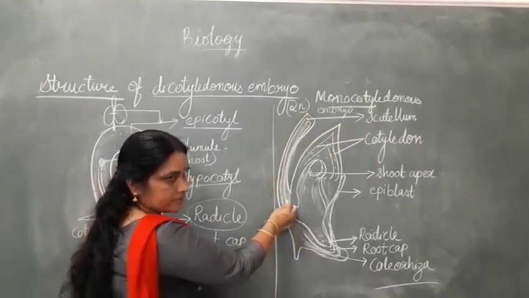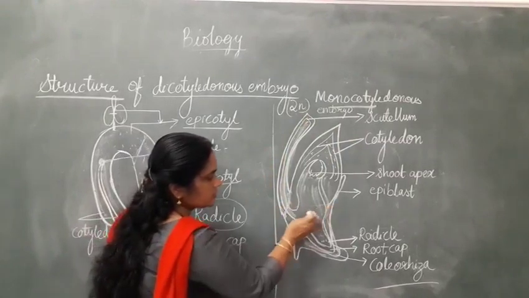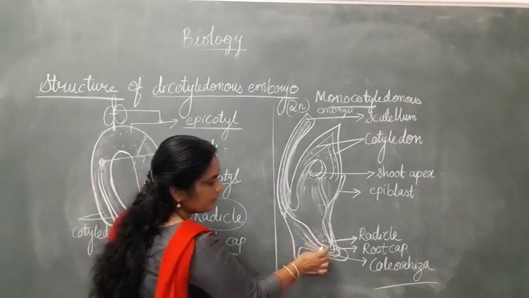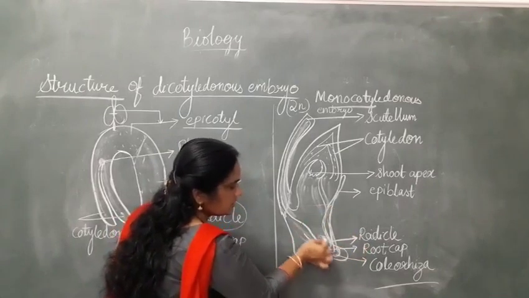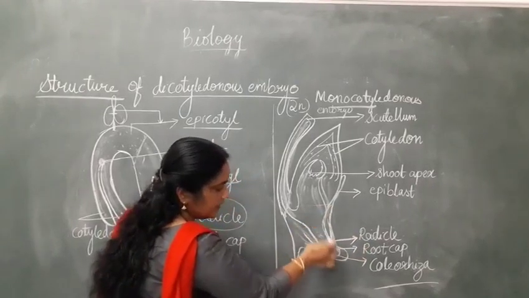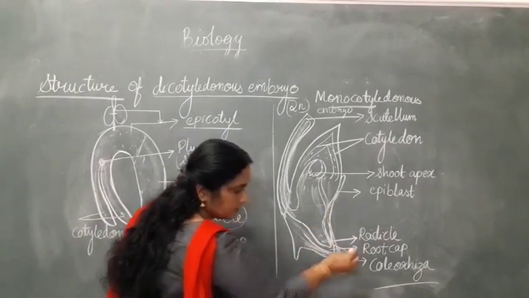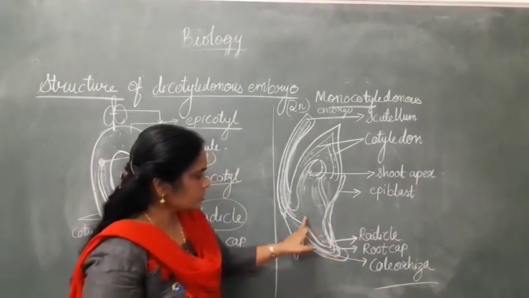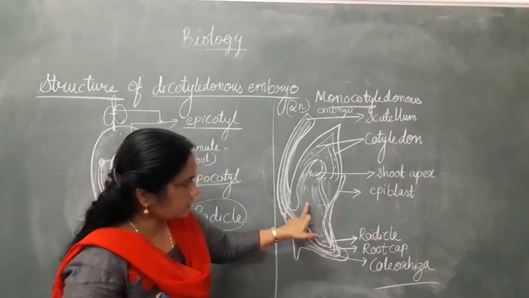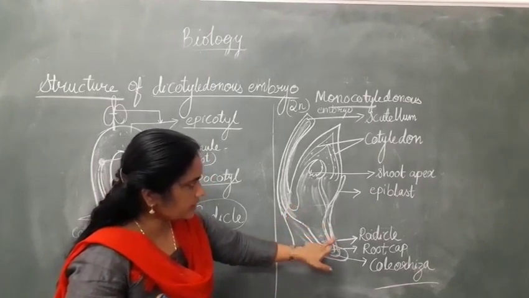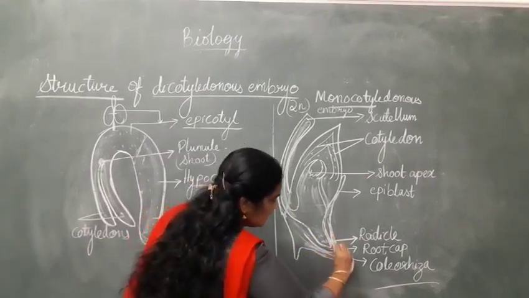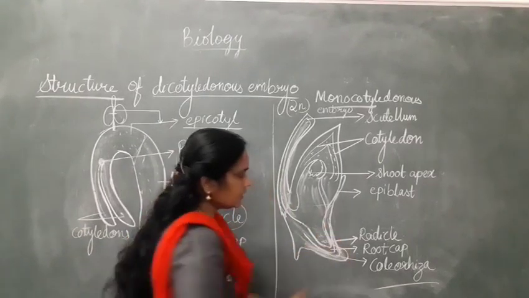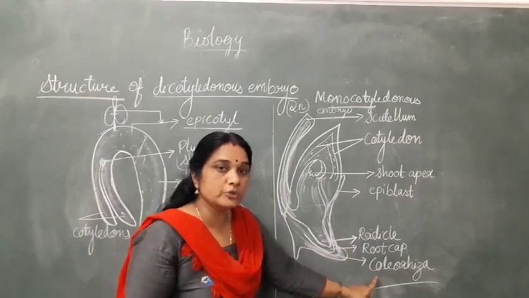This is the embryonal axis. Now as I told you, below the embryonal axis, this part is the radicle. Radicle extends into the root cap. Root cap protects the radicle. So below the embryonal axis you have radicle and root cap, and the root cap is covered by a sheath-like covering structure, known as coleorhiza.